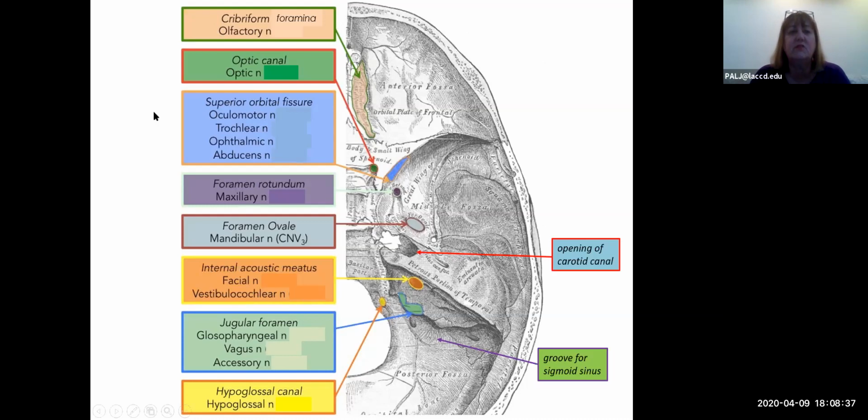Like for instance, the superior orbital fissure has 4 nerves that go through it. The internal acoustic meatus has 2. The jugular foramen has 3 nerves plus a blood vessel. The carotid canal has a blood vessel that goes through it as well. Okay. So yes, you need to learn not only how to identify these, but also what goes through them. And with that, we are done with this section.